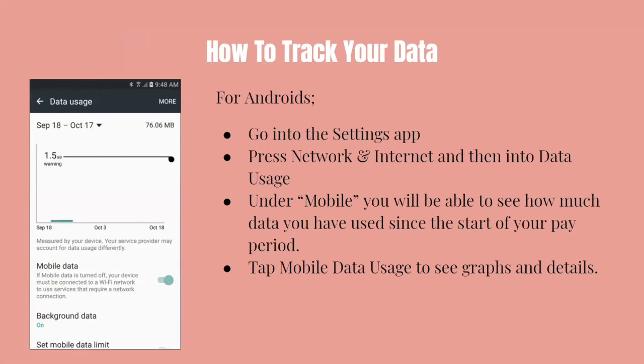How to track your data for Androids. First off, you're going to the Settings app. You'll press Network and Internet, and then go into Data Usage. Under Mobile, you'll be able to see how much data you have used since the start of your pay period. Then you tap Mobile Data Usage to see graphs and a little bit more detail about which apps are using the data.